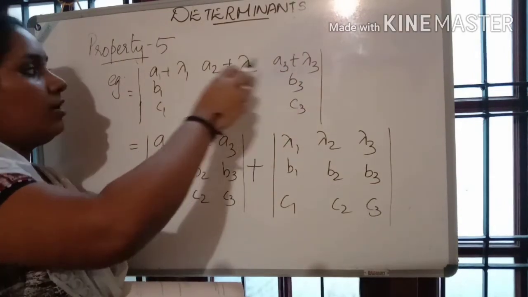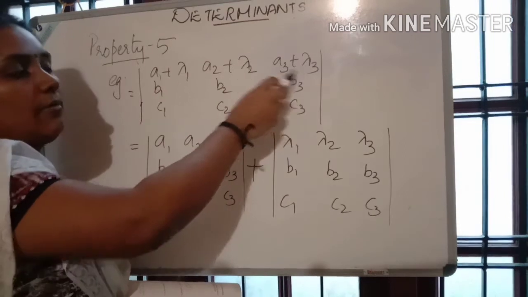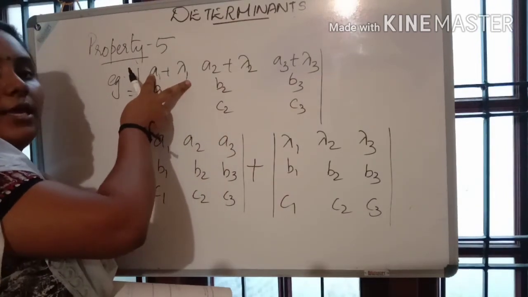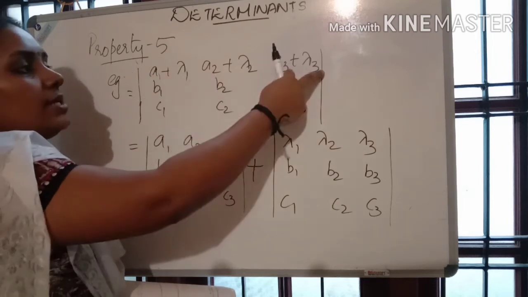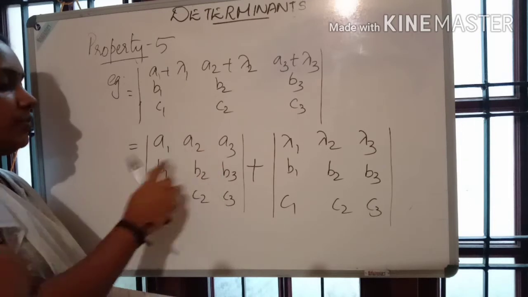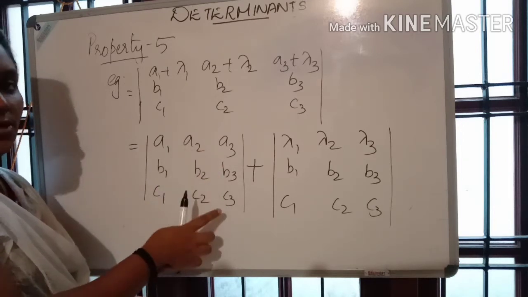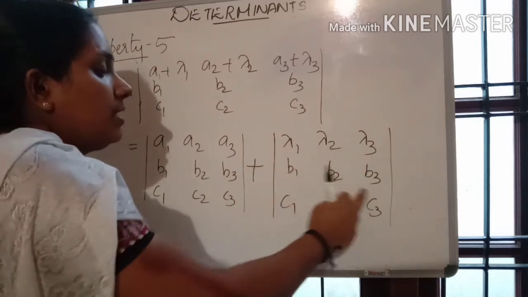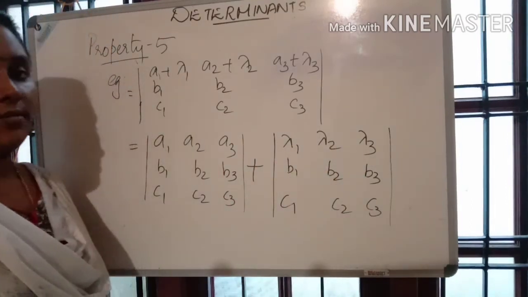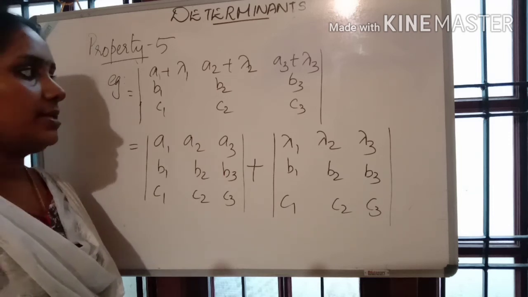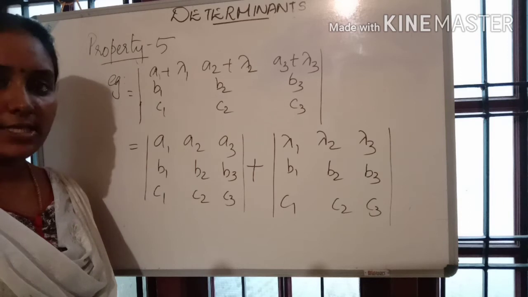In this row, lambda 1, lambda 2, lambda 3 are other terms that are added, and here three sums are there. We can write this as a1, a2, a3, b1, b2, b3, c1, c2, c3 plus lambda 1, lambda 2, lambda 3, b1, b2, b3, c1, c2, c3. Okay, clear? We can verify this property with some example.